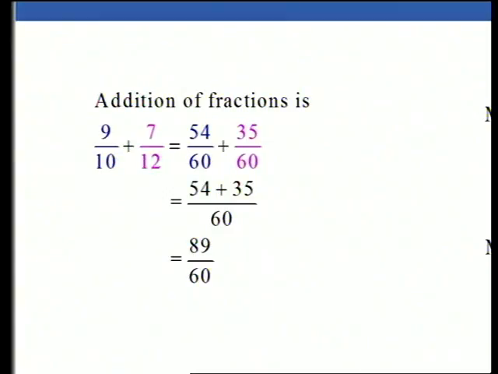Now you can see that the denominators are same. So all we need is to add the numerators, and here the numerators 54 and 35 can be added to get the number 89 upon 60. In this way we can show the students how the LCM and HCF can be used in real life.